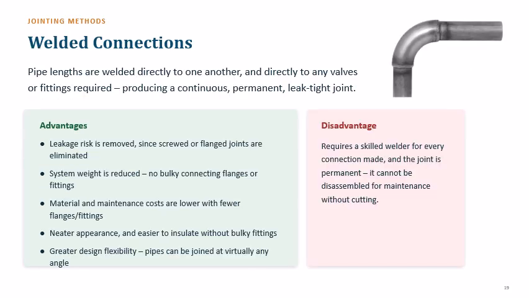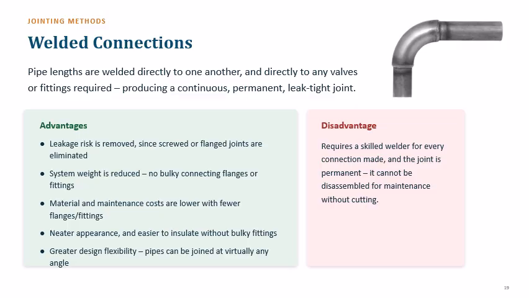The next jointing method is the welded connection. That is, the pipelines are welded directly to one another and directly to any walls or fittings required, producing a continuous, permanent, leak tight joint. This picture shows an example of a welded connection.